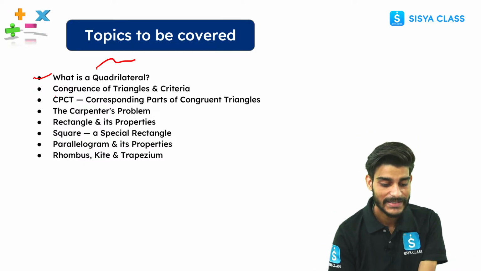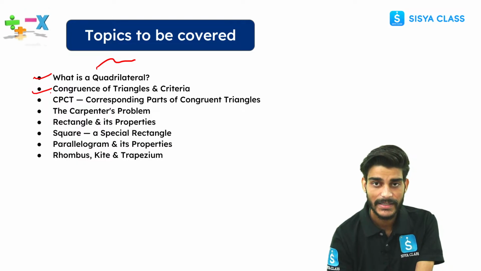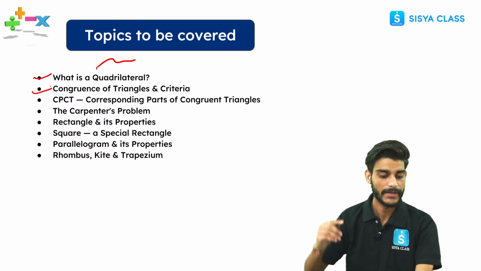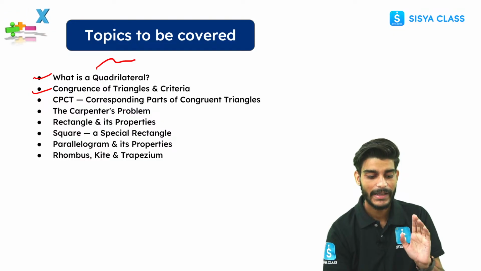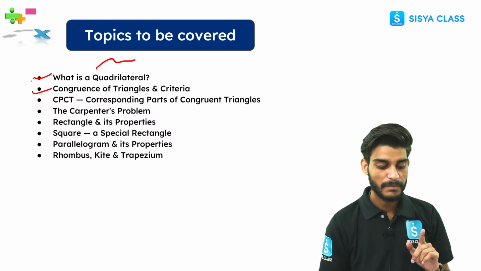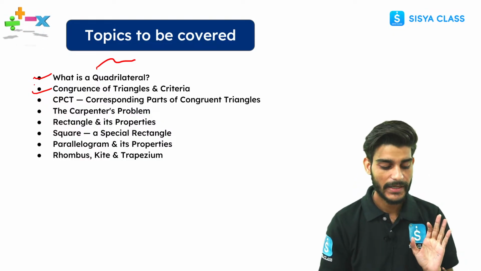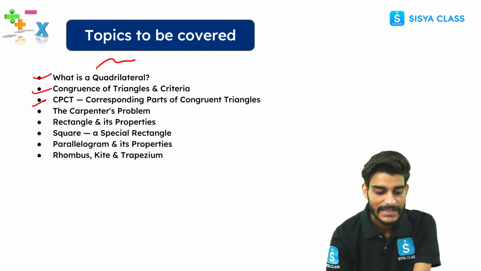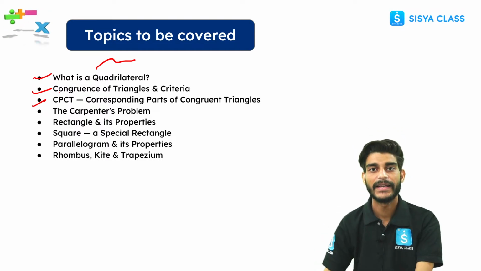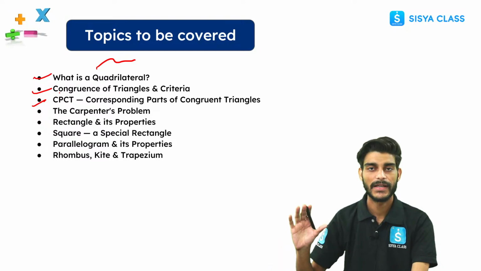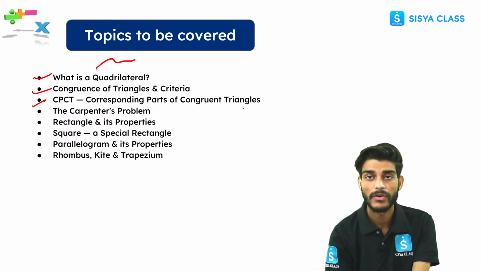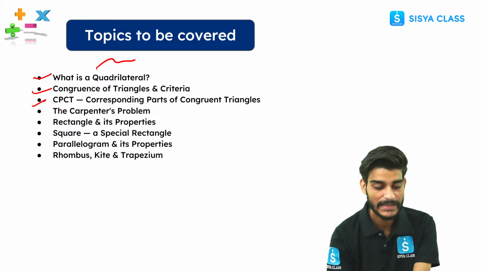Next is the congruence of triangles and its criteria, that is, when we say that triangles are congruent. If you don't know the index, don't worry. At the end of the session, please come back to the index once again, and then you will know everything. Trust me. The third one is CPCT. This is a criterion for when we say that 2 triangles are congruent. Corresponding parts of congruent triangles, that is basically CPCT.